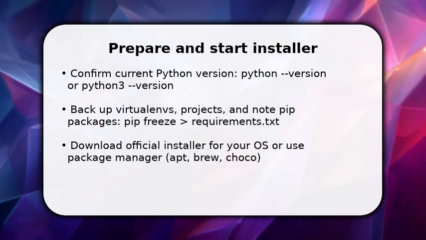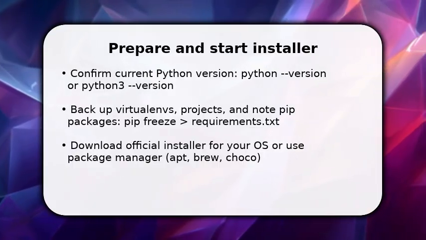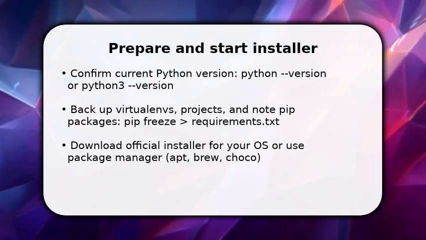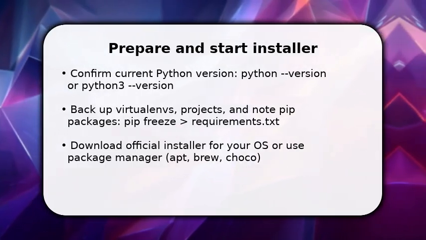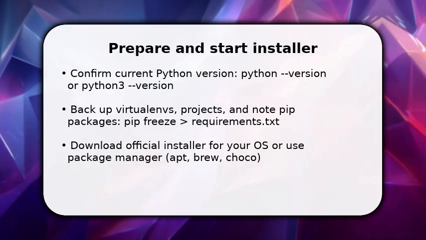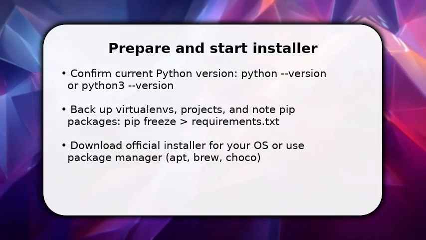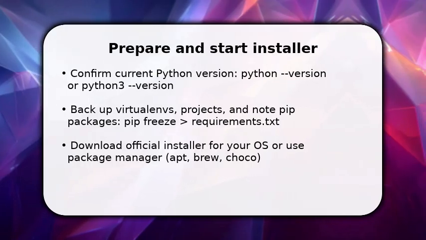You begin by confirming what you have and why you're upgrading. First, check python --version or python3 --version so you know your baseline. Once done, export dependencies with pip freeze > requirements.txt to preserve environments. Make sure virtual environments are noted.